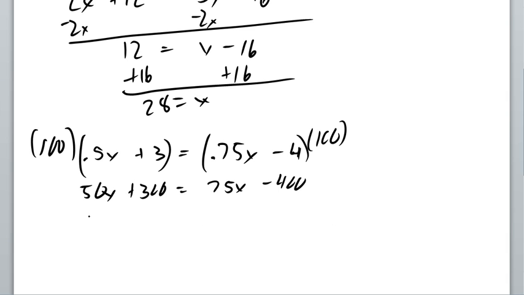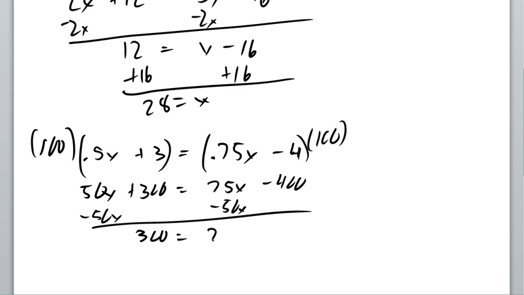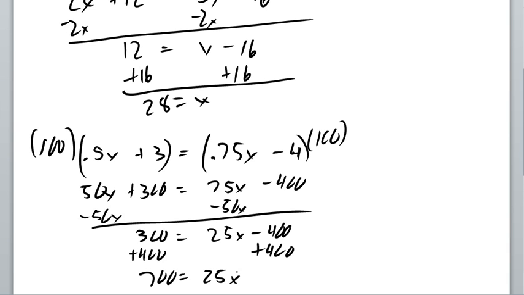Same type idea now too. I want to get everything over here because I want to go to the variable that has the larger coefficient. So minus 50x from each side. So I get 300 equals 25x minus 400. Okay, and now I have to add to each side again, plus 400, and so I get 700 is equal to 25x.